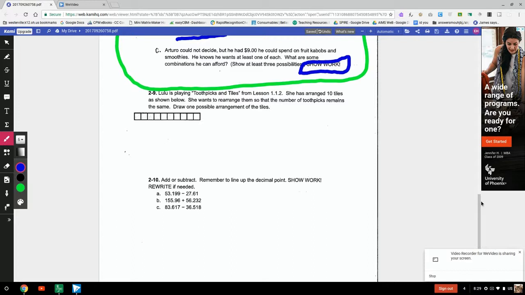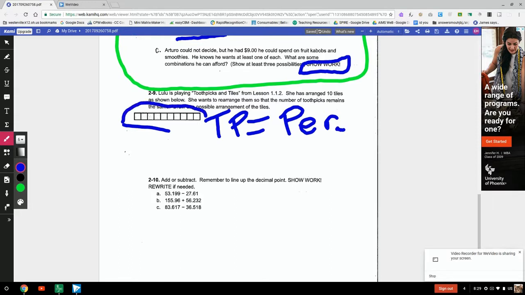2-9, we got another toothpick game. She arranged 10 tiles shown right here. She wants to rearrange them so the number of toothpicks remains the same. So toothpicks equals perimeter, not the area. So you have to rearrange so you have a similar thing like that. The first thing you want to do is count the perimeter on this shape. And once you have the perimeter, you're going to have to create another shape that has the exact same perimeter. There's more than one answer. I'm probably going to show you one on the answer key.